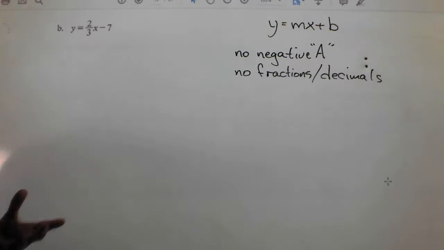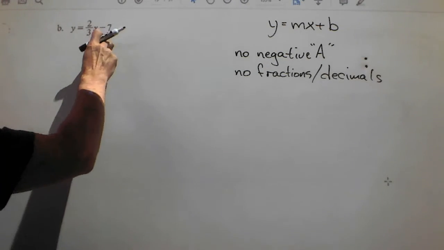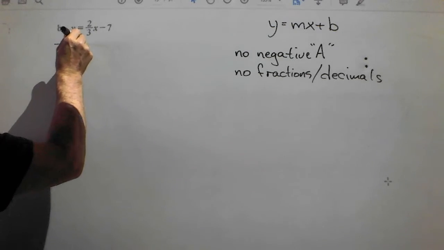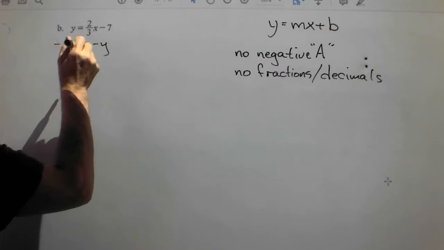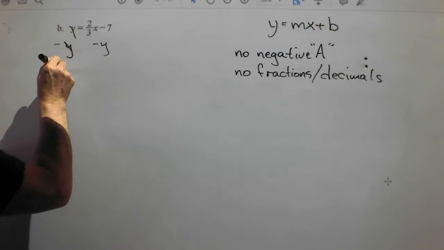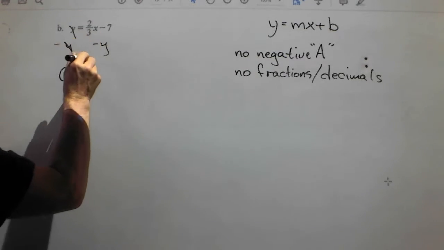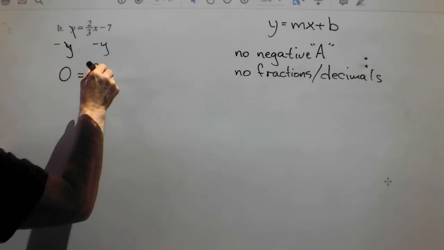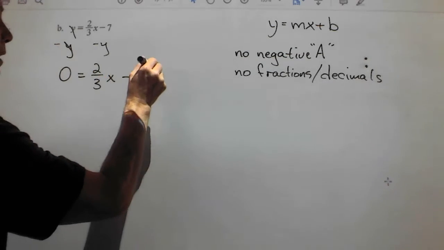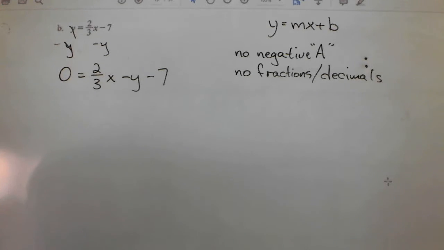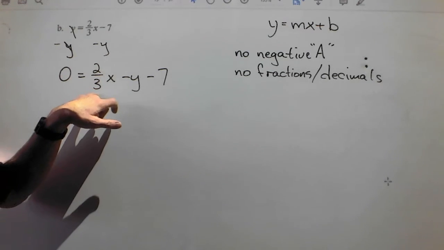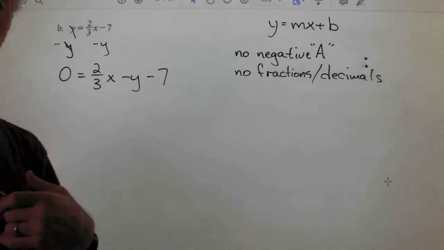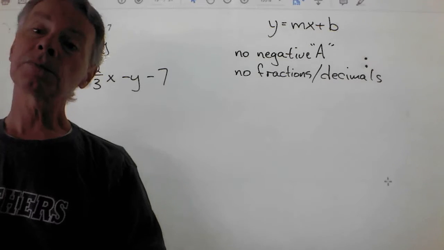So again, we're going to move the y across to the other side. We're going to subtract y from both sides. y minus y gives us 0. And on this side, we'll have 2/3 x minus y minus 7. Now, we don't have to worry about the negative A this time. Our A value, the number attached to x, is positive already, so no worries there.